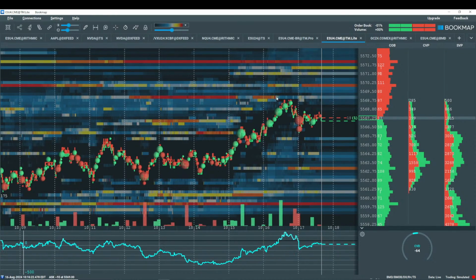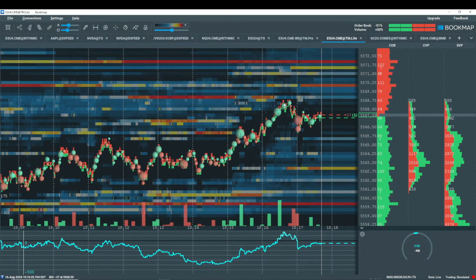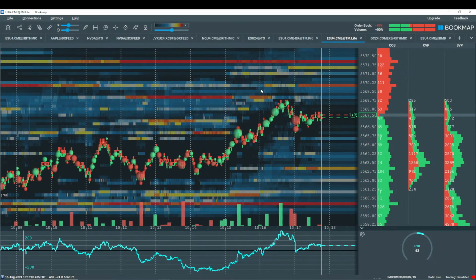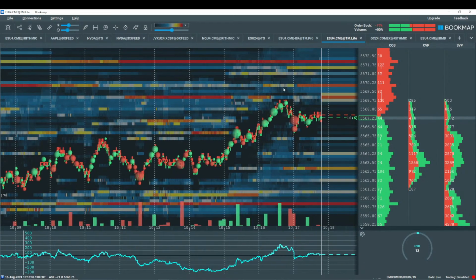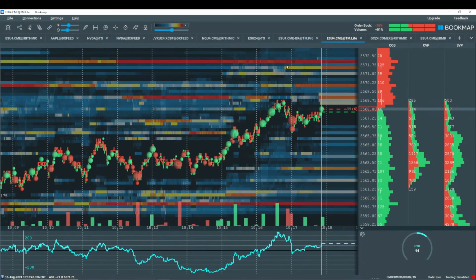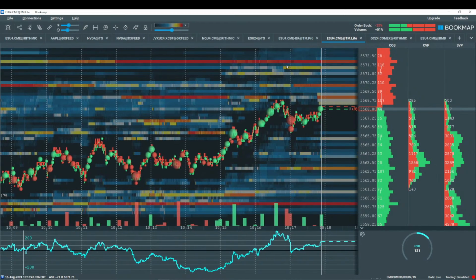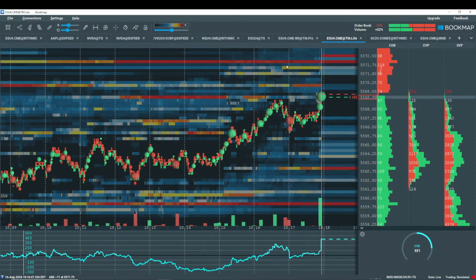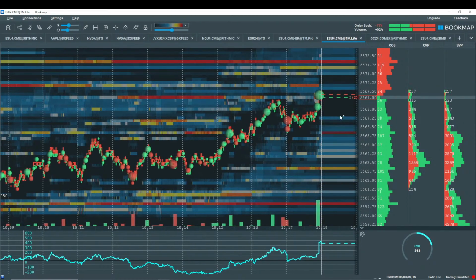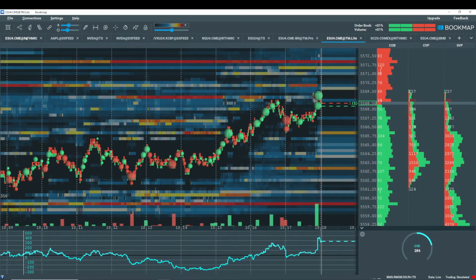This version that you're looking at in Bookmap right now is part of Global, okay, which is $49 a month. So you don't need to have all these add-ons if you don't want that insight.